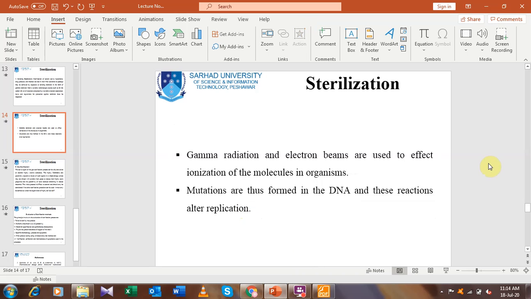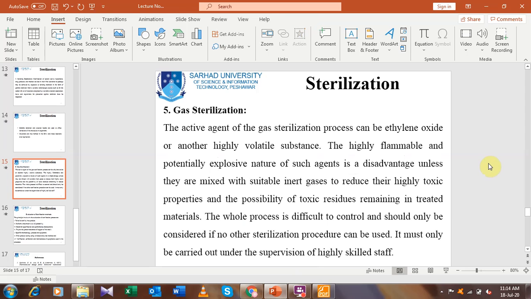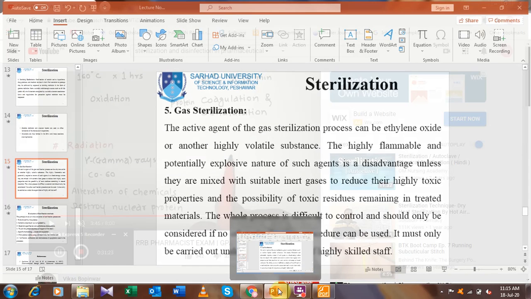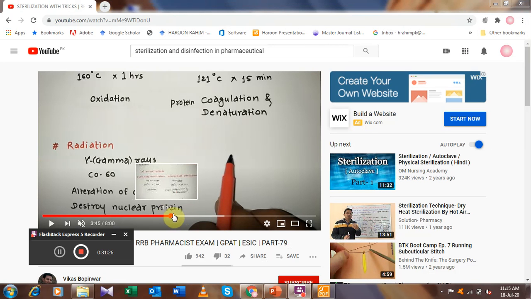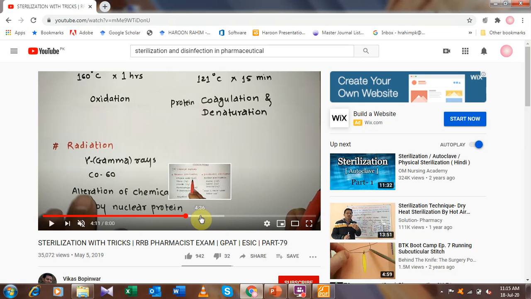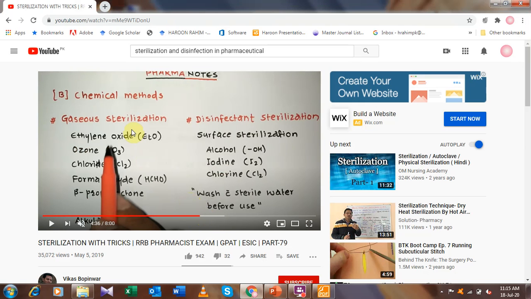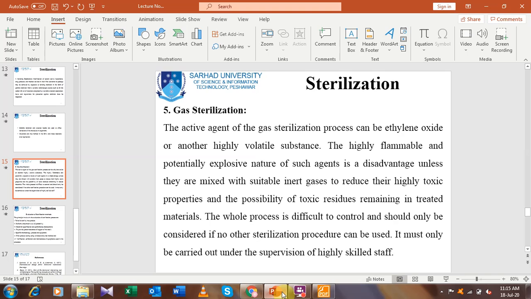And the last one, gas sterilization: the active agent of the gas sterilization process can be ethylene oxide or any other highly volatile substances. Ethylene oxide is one of the gases that is used, and not only ethylene oxide, but also ozone, chlorate, formaldehyde, and certain other gaseous agents. These are used for sterilization purposes, which is termed gas sterilization.